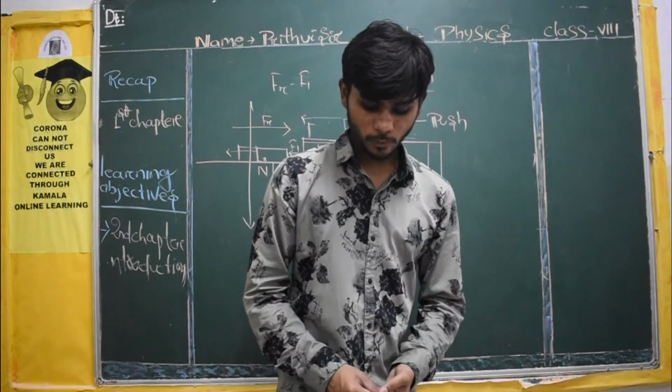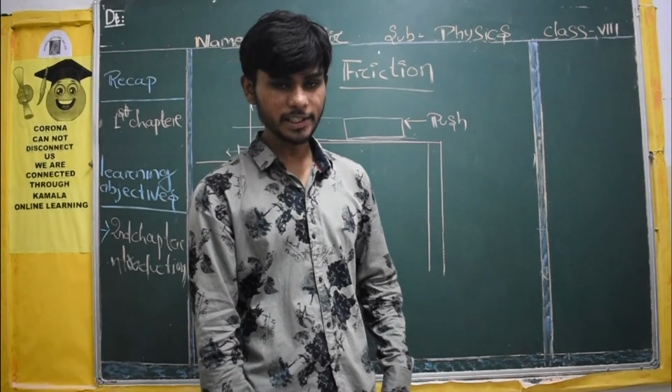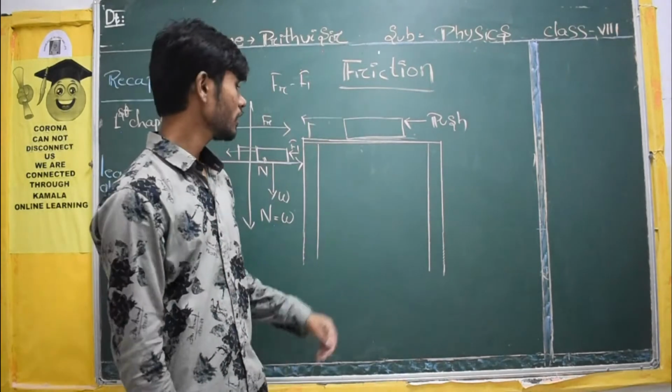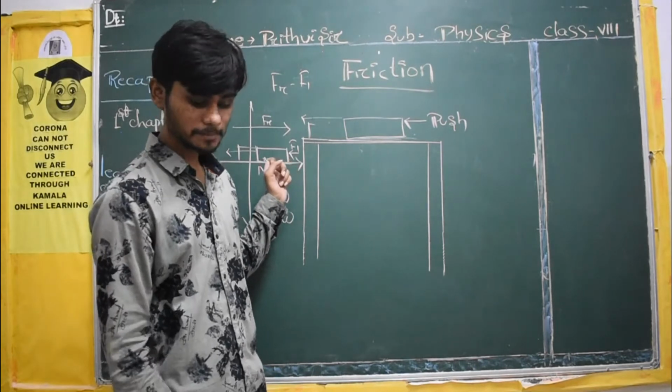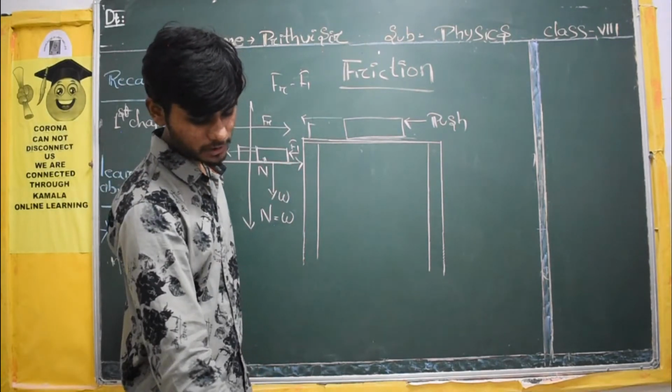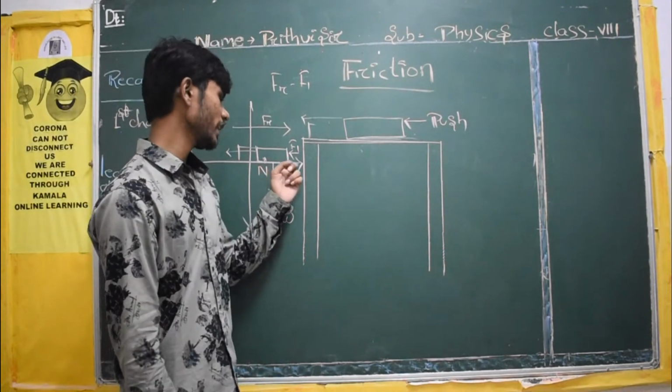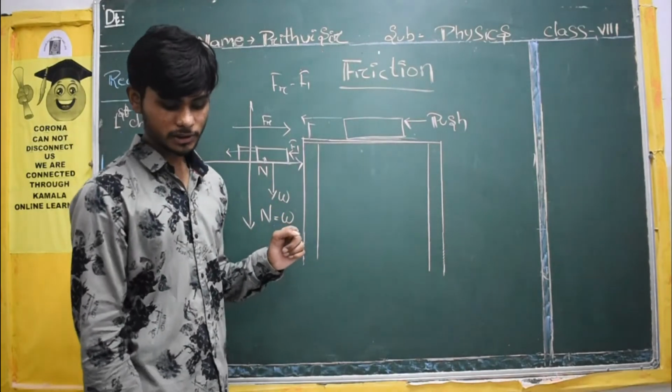Now, what are the forces acting on the book in the horizontal direction? There are two forces acting upon it. One is your muscular force. Another one is frictional force in the horizontal direction. In the vertical direction, how many forces are acting? Normal force and your gravitational force, right?